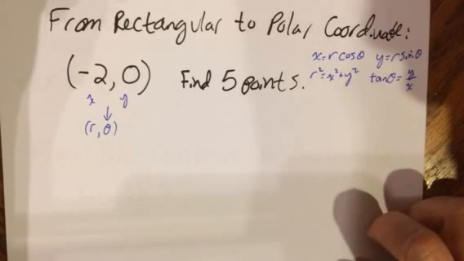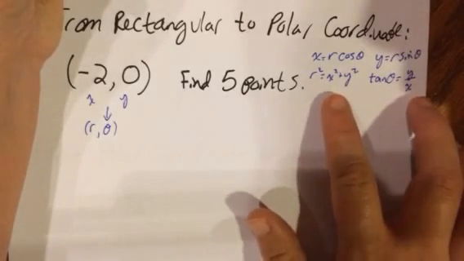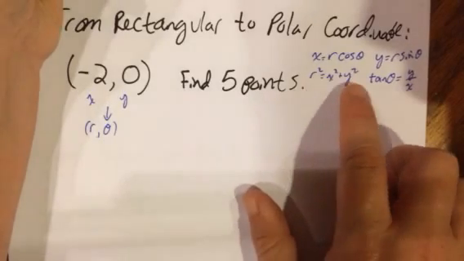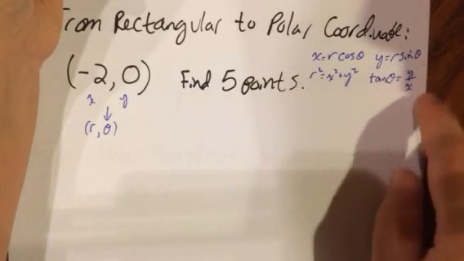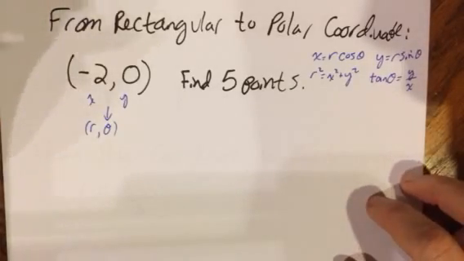So if I'm going from xy to r theta, then I want to use the bottom two, because that's where I could sub in my x and my y and know what my r is, and sub in my x and y and know what my theta is. So okay, we're going to do that.